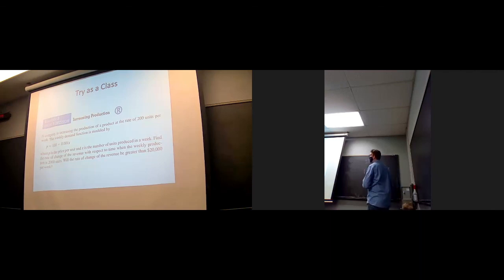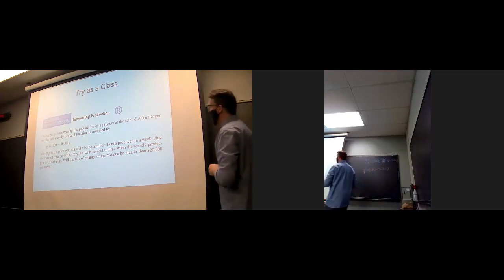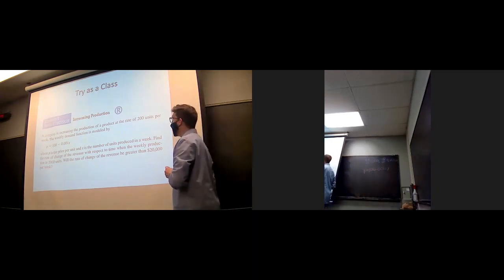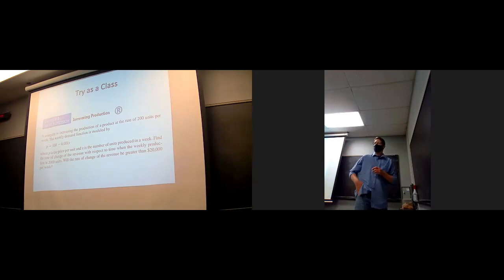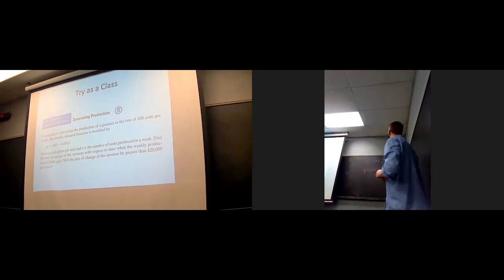So we want price per unit. So dP/dt at x equal to 2,000. Anything else we need to do here? Anything else we need to collect in this problem?